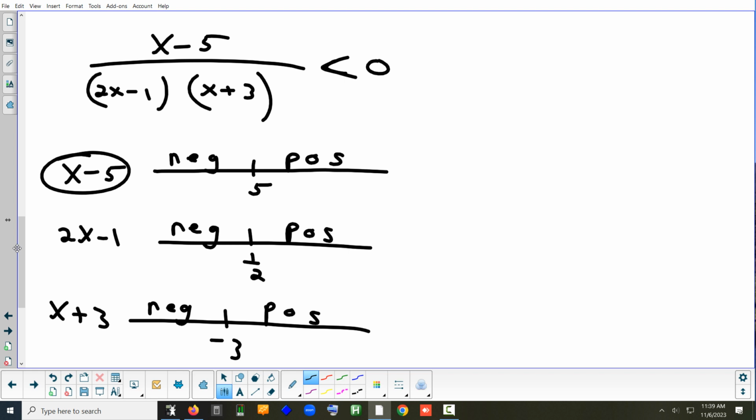You want that to come out less than 0. Let's start with this. If the top was a negative, what could you have in the bottom and it would come out less than 0? Positive. Yeah, the bottom would have to be a positive. Or, what if the top was a positive? Then the bottom would need to be a negative. So we just have to figure out when that happens.